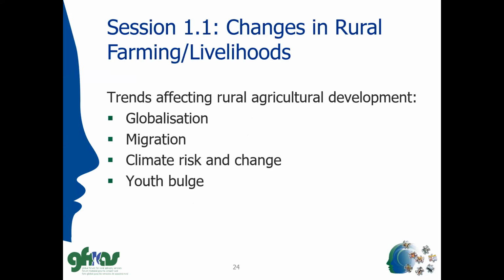So the first session, if you go into the workbook and the online module, it talks a lot about the changes going on today. Changes in farming, changes in livelihoods, changes in the way people do things in the rural areas and in the agriculture, even in the urban areas as well. There's a number of trends that are affecting rural development today, from globalization to migration, climate change and risk, and the growing youth population, the youth bulge that's going to be most prominent in Africa in the next decades.